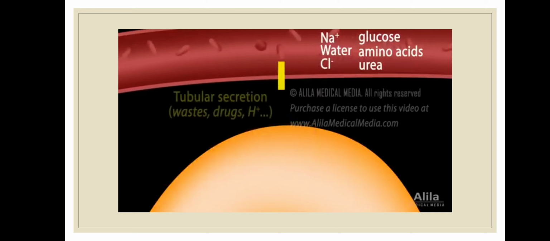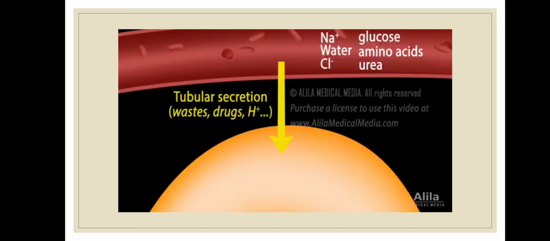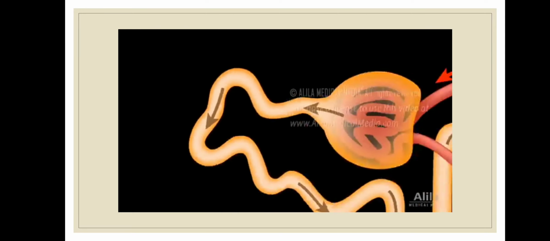At the same time, tubular secretion, where additional wastes and other solutes leave the bloodstream to join the tubular fluid, also takes place. The processes of reabsorption and secretion continue in the nephron loop, the loop of Henle, and the distal convoluted tubule. These parts of the tubule also have some other important functions.